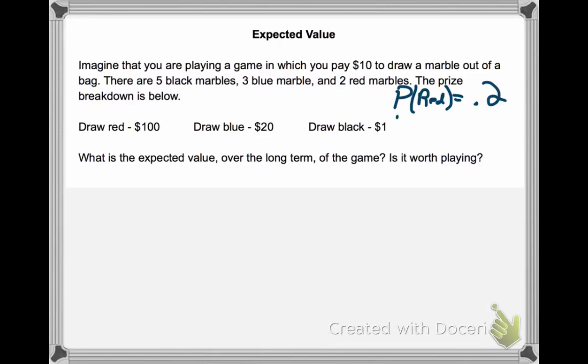Okay? Then we'll look at the probability of drawing a blue. The probability of drawing a blue is the number of blue marbles over the total number of marbles. That's 3 over 10, or 0.3. And then last, we'll look at the probability of drawing a black, and that is going to be 5 divided by 10, or 0.5.